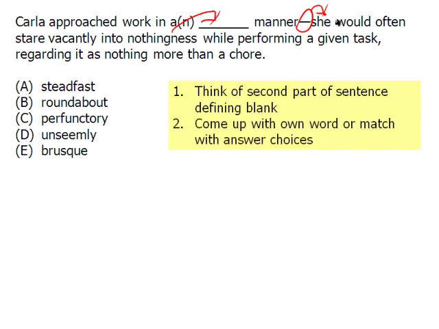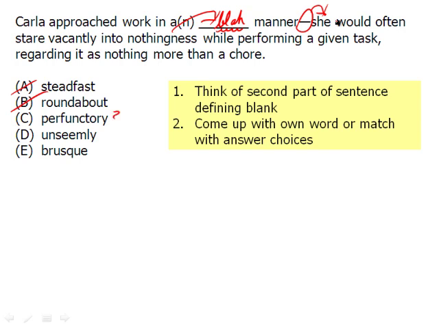Well, we come up here with our own word, and it's kind of in a very blah manner or routine. Now, yes, blah is obviously slang, but that's fine. You're coming up with your own word, your own sense. It doesn't have to even really be a dictionary word. If you think, wow, she must have a very blah approach to work or very routine, as though she would rather be doing anything else. So now we can go through the answer choices. And again, here's steadfast, which means loyal. That doesn't mean blah. If you're a steadfast worker, you stick to the task. Roundabout, you're just not direct.